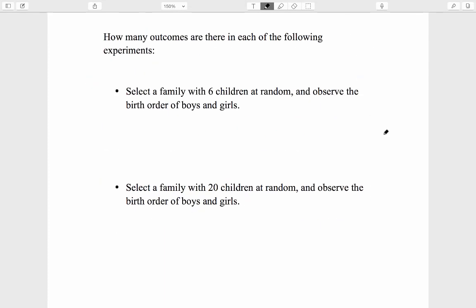How many outcomes are there in each of the following experiments? Select a family with 6 children at random, and observe the birth order of boys and girls. This is an experiment with how many stages? Think about it. 1, 2, 3, 4, 5, 6 stages. And there are 2 possibilities at each stage. So there are 2 to the 6th, which happens to equal 64 different possible outcomes for this experiment.